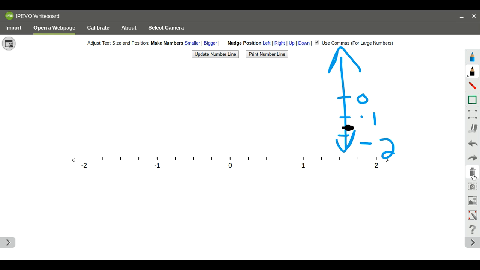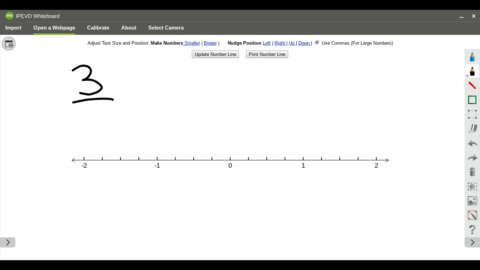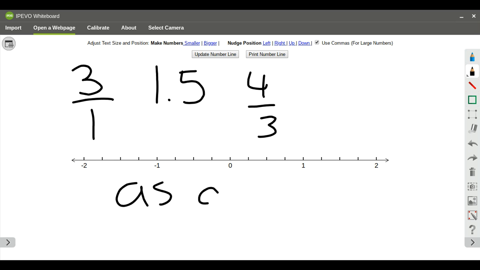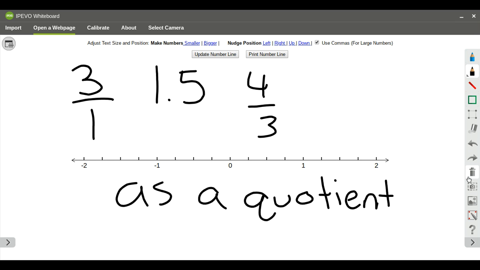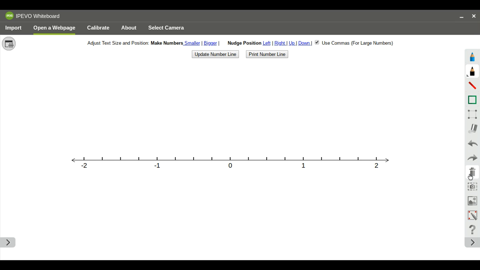Okay, so again, the big thing I really want you guys to get as a takeaway is that rational numbers, so an integer, a decimal, and fractions, are all rational numbers because they can all be written as a quotient. Alrighty, so let's go to where we're actually going to be able to find and plot the rational numbers.